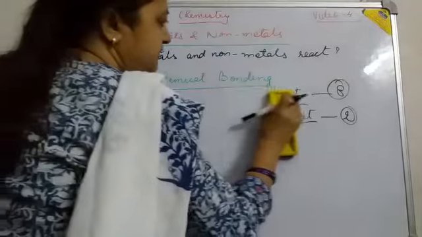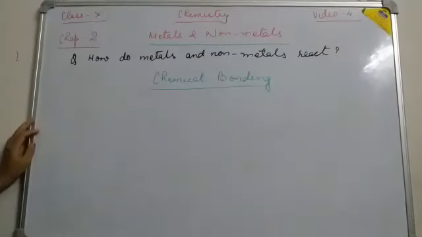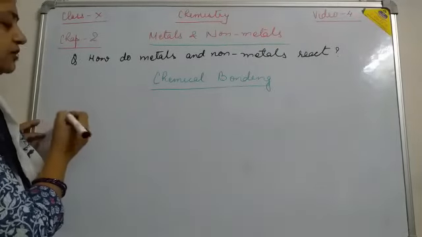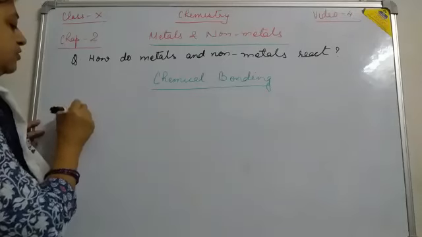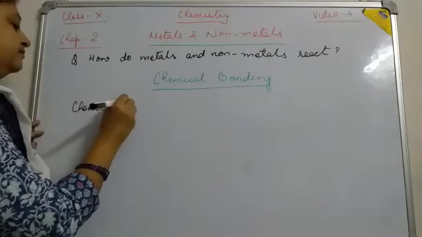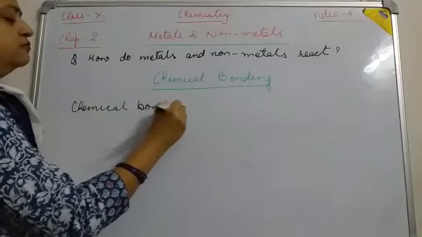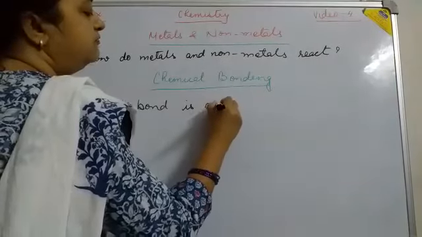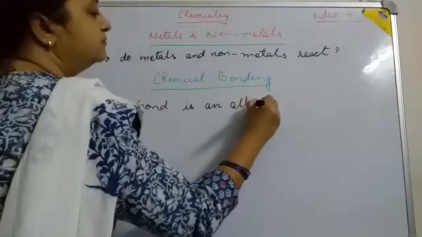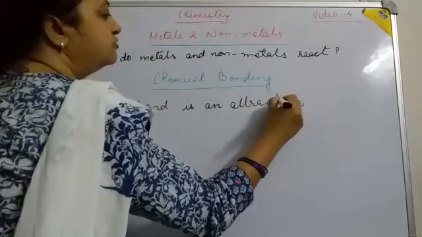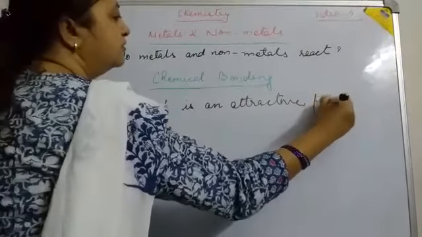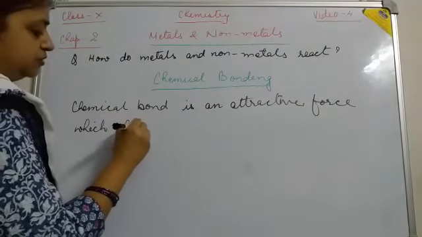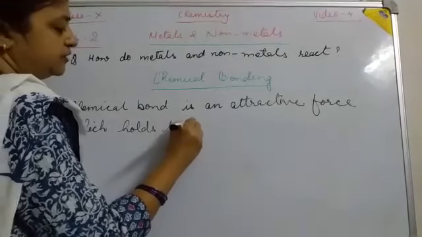To understand these things, we need to know chemical bonding. First of all, what is its definition? What is chemical bonding? A chemical bond is an attractive force which holds two atoms together.